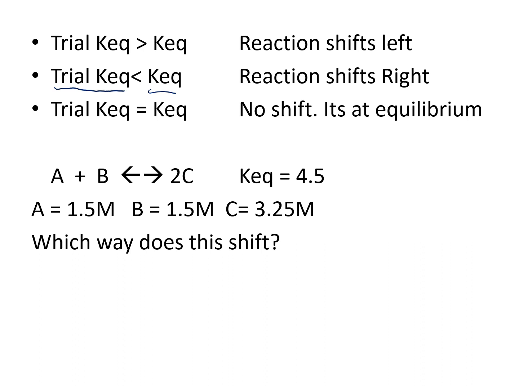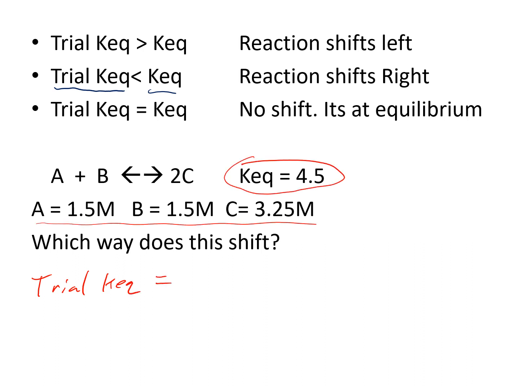So let's take a look at this next question right here. So we have A and B turning into 2C right here. So we're going to do a trial KEQ. We know what real KEQ is, and we want to see, is this thing at equilibrium or is it going to be shifting? So we're going to go, C is 3.25 squared, because of that, divided by our reactants, 1.5 and 1.5.